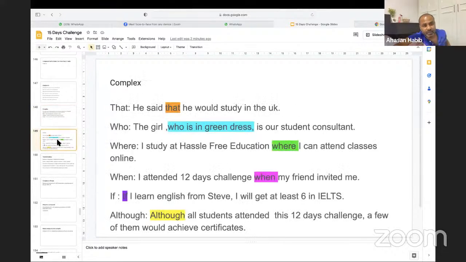For example: he said that he would study in the UK. So what did we do? We extracted information by adding that. Next one, who: the girl who is in a green dress is our student consultant. I could have said, the girl is our student consultant. But I extracted information, that she was wearing a green dress. So: the girl, comma, who is in a green dress, is our student consultant.